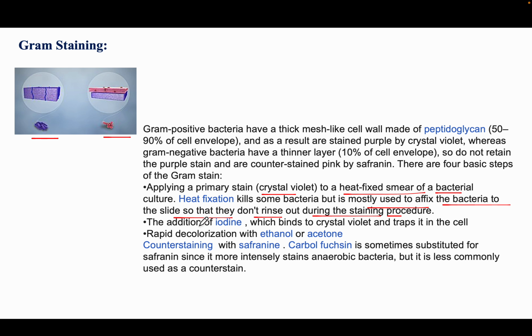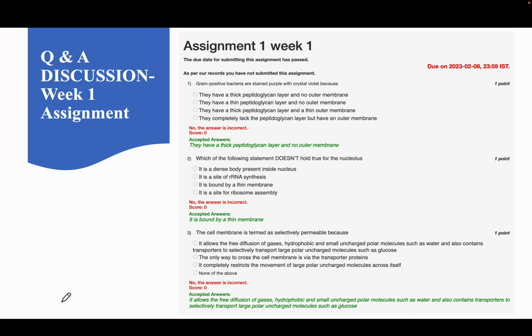The next step is the addition of iodine, which traps the crystal violet in the cell. It binds with crystal violet. Then we wash, with rapid decolorization with ethanol or acetone. Then we counter stain with safranin. Another kind of counter stain we can use is carbol fuchsin, which can also be substituted in place of safranin. So this is the process of gram staining.